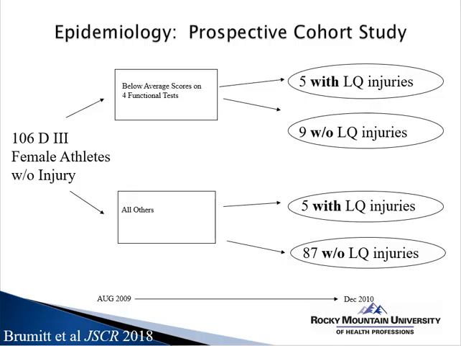Here was one of my studies, 106 Division III female athletes who started the season without injury. The at-risk group or the exposed group were people that had 4 below average scores on different tests of strength and agility. The other group was everybody else. They could have had all above average scores, or they could have had 3 or fewer scores that were below average, but not all 4. Having all 4, there was 5 out of 14 people that went on to have an injury, whereas in the other group, there was 5 out of 92. So those with all 4 scores below average were at a greater risk.